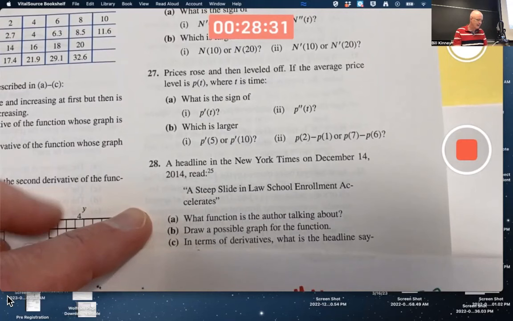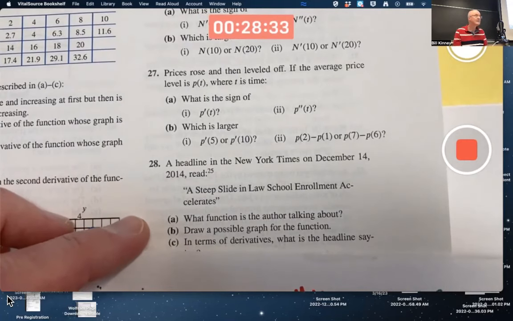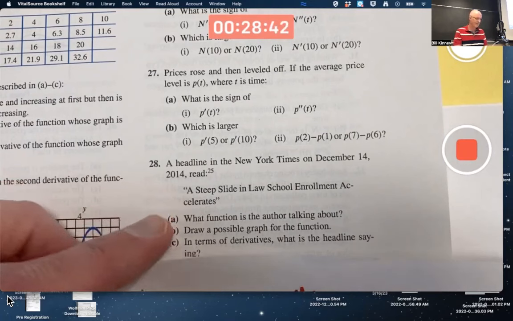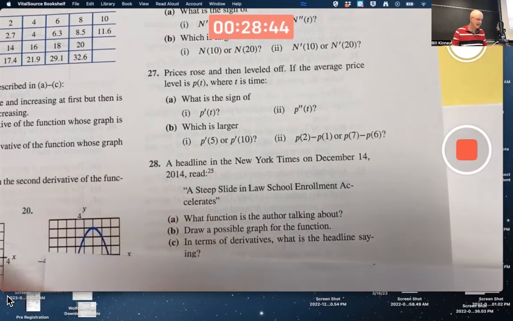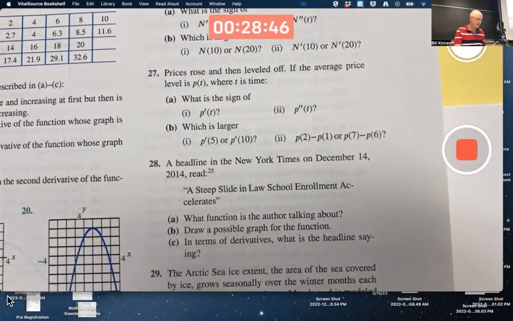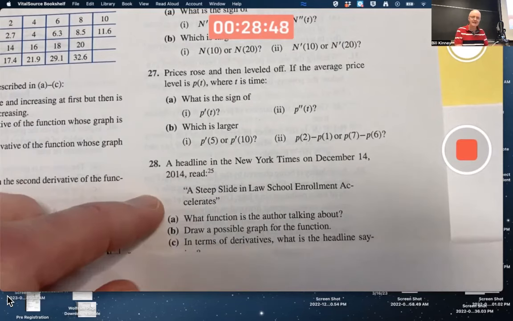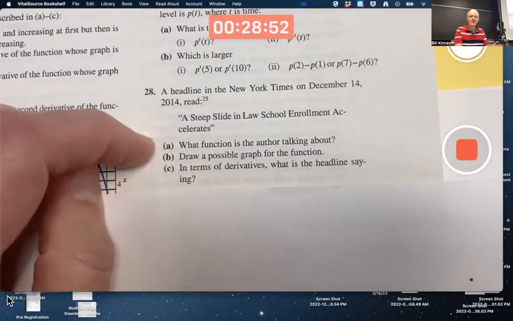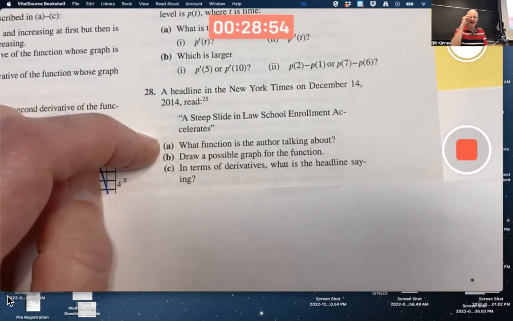28. A headline in the New York Times reads, "A steep slide in law school enrollment accelerates." What function is the author talking about? I guess law school enrollment is a function of time.